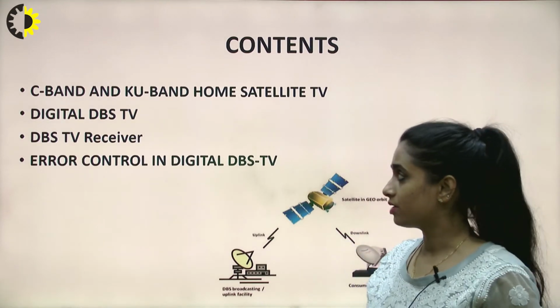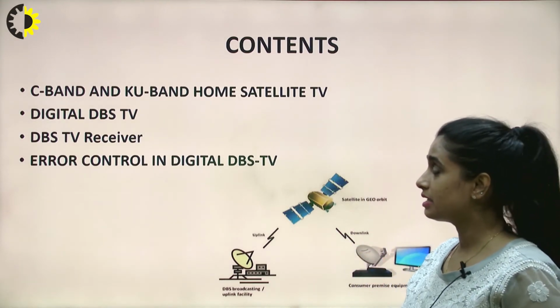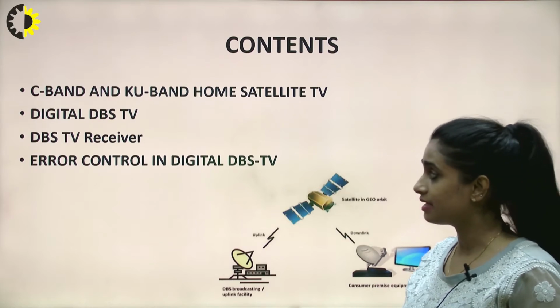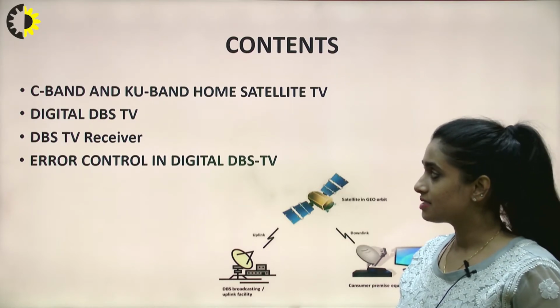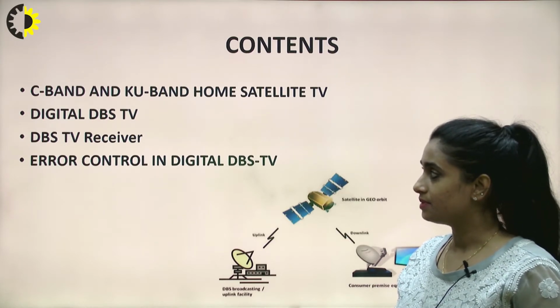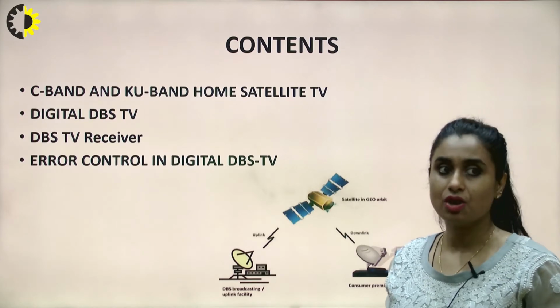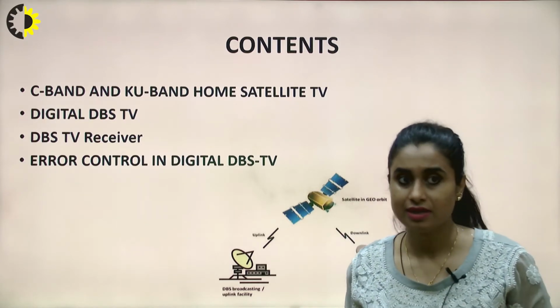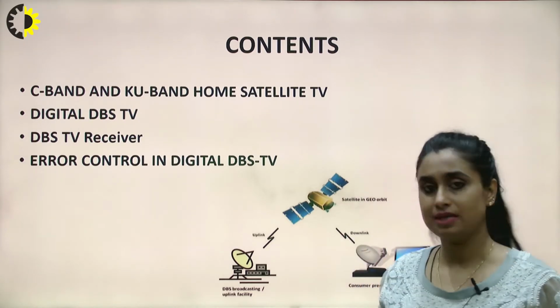We are going to cover C-band, Ku-band home satellite TV, digital DBS-TV, the detailed description of the DBS-TV receiver, and error control in digital DBS-TV.